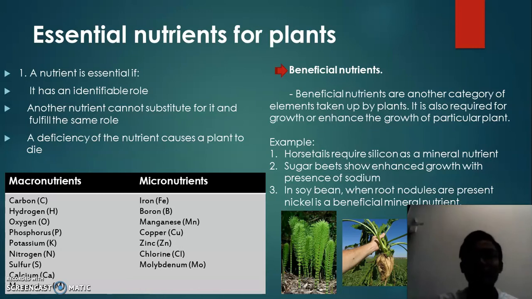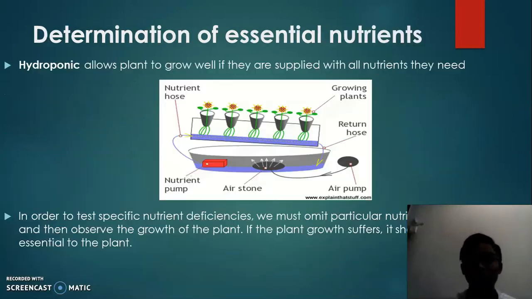Then, the beneficial nutrients. The beneficial nutrients are another category of elements taken up by plants. They are also required for plants to grow or enhance the growth of particular plants. For example, the first example is horsetails require silicon as a mineral nutrient. Second example is sugar beets show enhanced growth with the presence of sodium. And the last one is in soybean, when root nodules are present, nickel is a beneficial mineral nutrient.